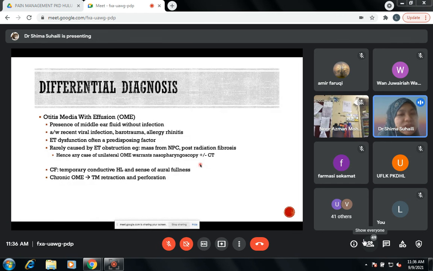Number two, OME also can be associated with recent viral infection, barotrauma, and also the other thing is ET dysfunction. Okay, and as I said, OME is more related to ET dysfunction rather than ET obstruction. Their clinical features usually, the patient presents with conductive hearing loss, on and off. Sometimes some days they can hear, some days they cannot hear. And the sense of aural fullness. They feel their ear is full. Okay, and in the case of chronic otitis media, the patient can have a perforated tympanic membrane also. Okay, that is one differential diagnosis.